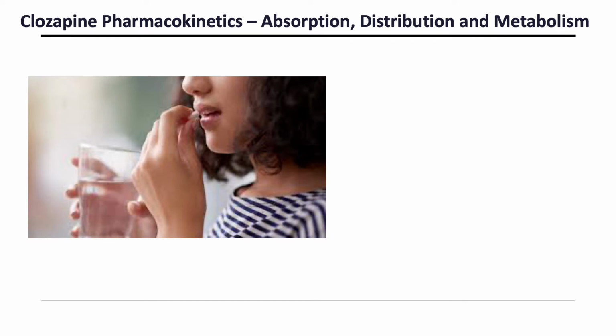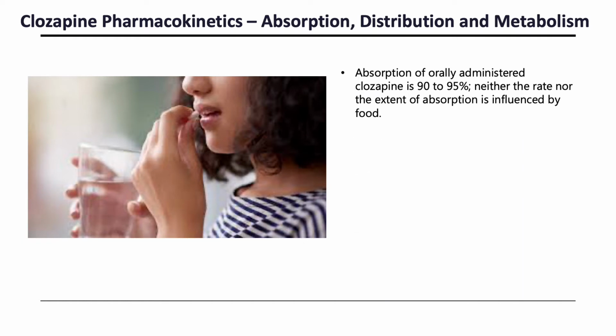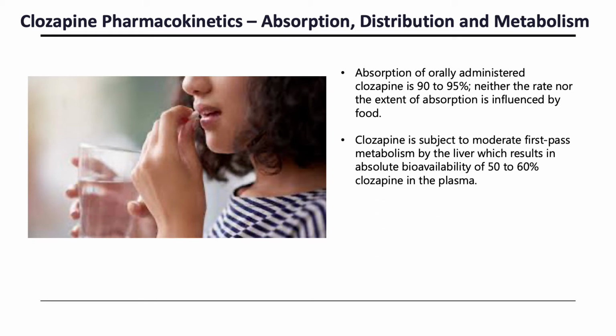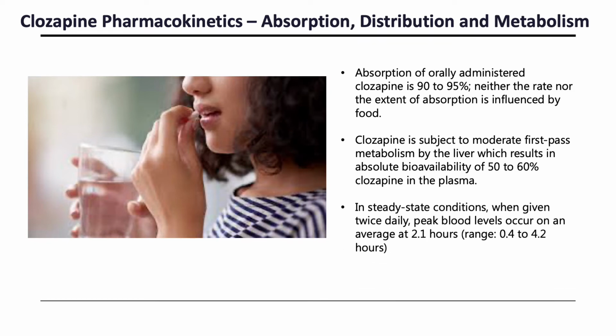Clozapine pharmacokinetics, or what the body does to the drug. We're going to look at the absorption, distribution, and metabolism of clozapine on this slide. Absorption of orally administered clozapine is 90 to 95%. Neither the rate nor the extent of absorption is influenced by food. Clozapine is subject to moderate first-pass metabolism by the liver, which results in absolute bioavailability of between 50 to 60% of clozapine in the plasma. In steady-state conditions, when given twice daily, peak blood levels occur on average at 2 hours.